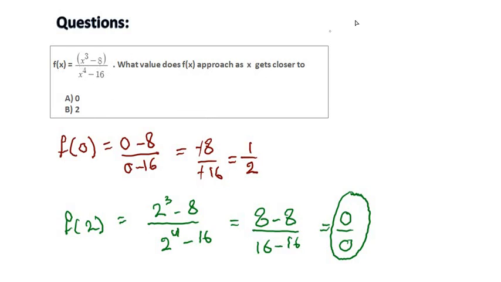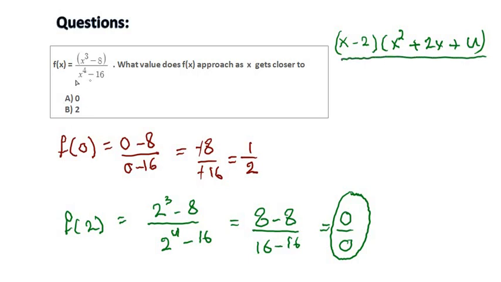If you want to simplify, this is x cubed and this is 2 cubed. So the function could be simplified as x minus 2 times x squared plus 2x plus 4, over, this is a difference of two squares. This is x squared minus 4 times x squared plus 4. Again, this could be simplified.